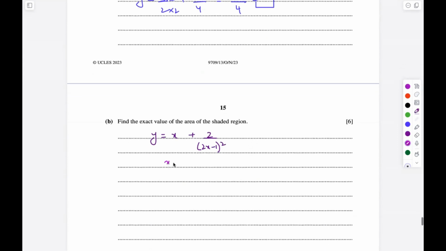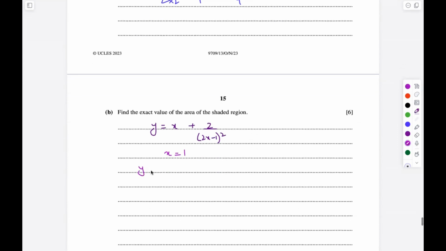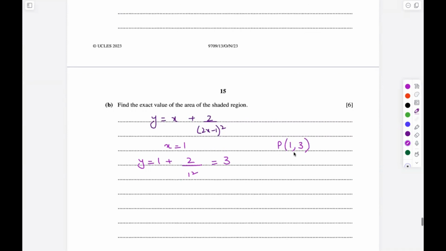So taking x equals 1, we'll get y equals (1 plus 2) upon (2 into 1 minus 1), that will become 1 squared. So that will be equal to positive 3. So we can say that the y coordinate of P will be positive 3. Sorry, the y coordinate.